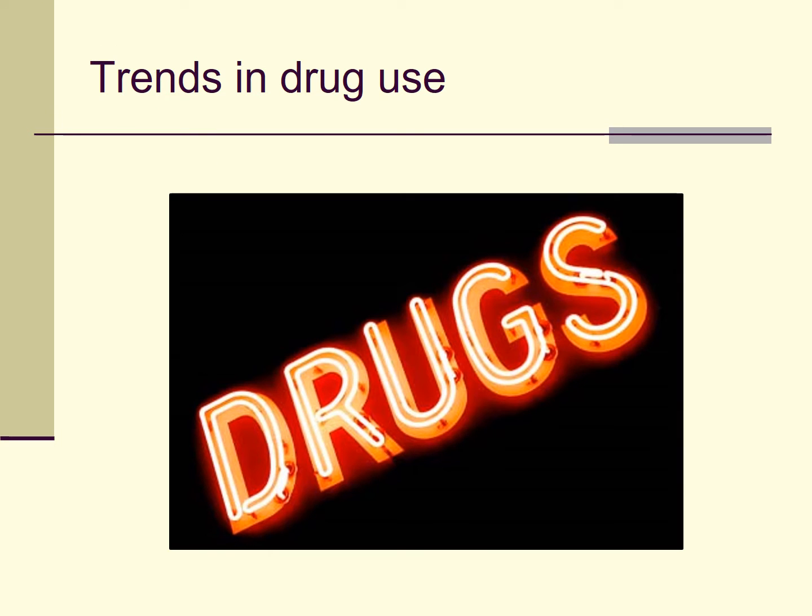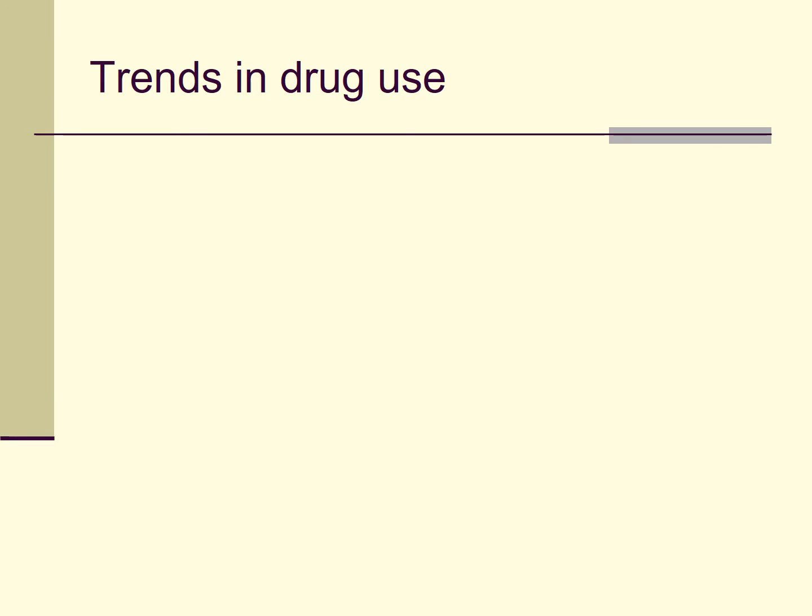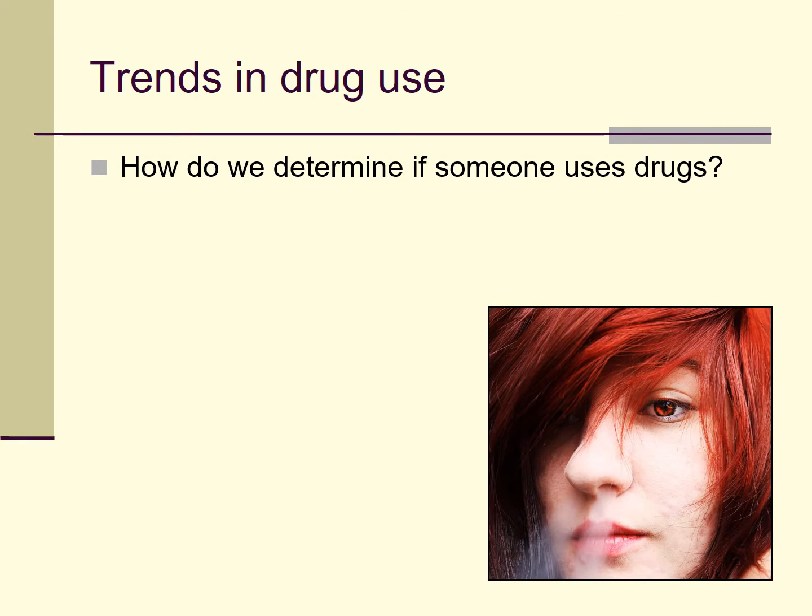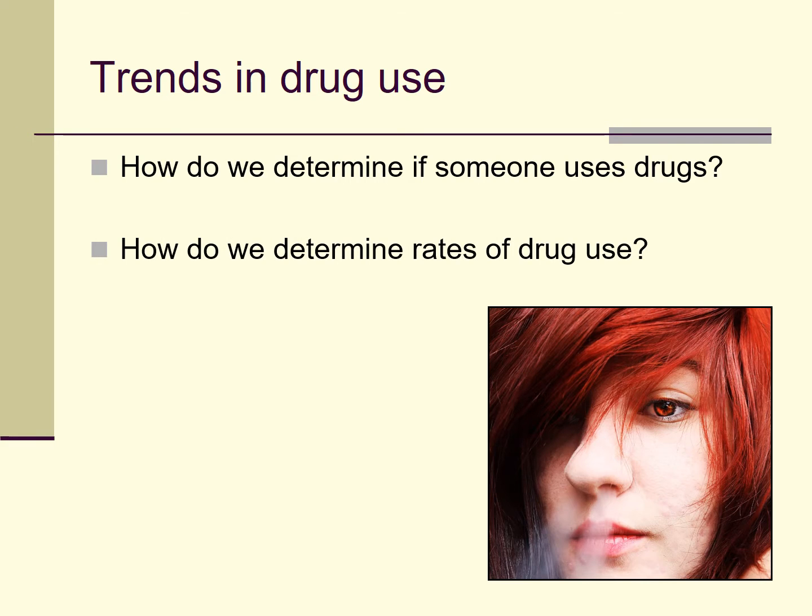So with that in mind, what are the trends in drug use that we can observe? Well, before we can answer that question, we actually have to answer a few other more basic questions. One is, how do we determine if someone is using drugs? And relatedly, how do we determine if rates of drug use are changing? Or what the rates of drug use are among a population of people, and indeed if those rates are changing over time.